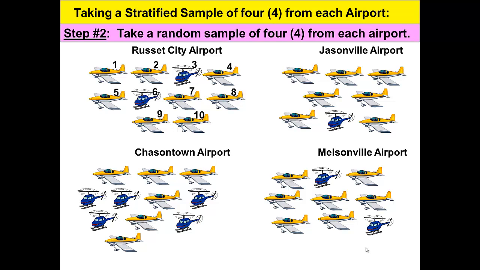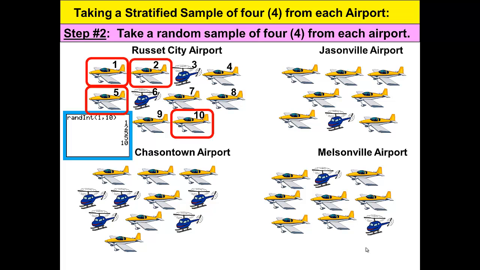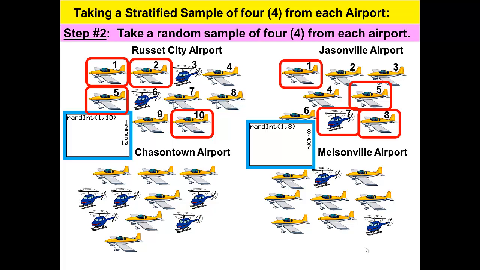So we'll number the aircraft in the first airport, Russet City Airport. There are 10 aircraft, so we'll use random integer 1 through 10 and repeat the process to select 4 of the aircraft. Then we have Jasonville Airport. Number the aircraft there. There are 8 aircraft. Use random integer 1 through 8, and again select 4 of their aircraft.